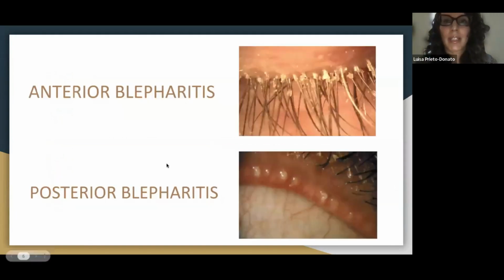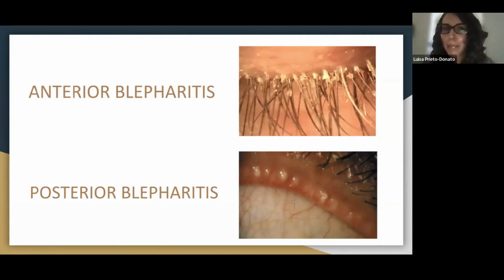Moving on to the lid. So on the top picture, we see what's called anterior blepharitis. That's similar to dandruff that sometimes we get on our head. We could get it on our lashes as well. And that also causes dryness because that will fall into the eye and basically disrupt the tear film.